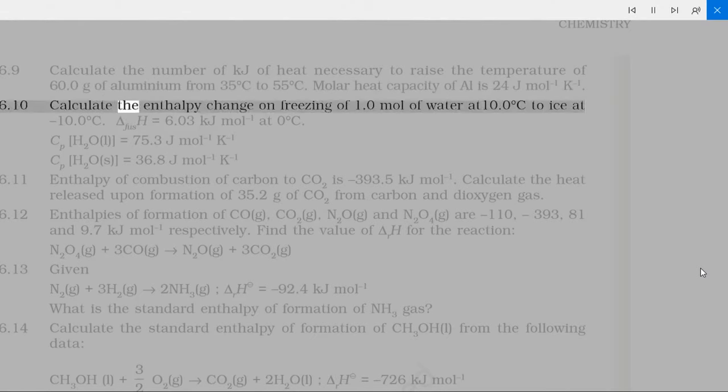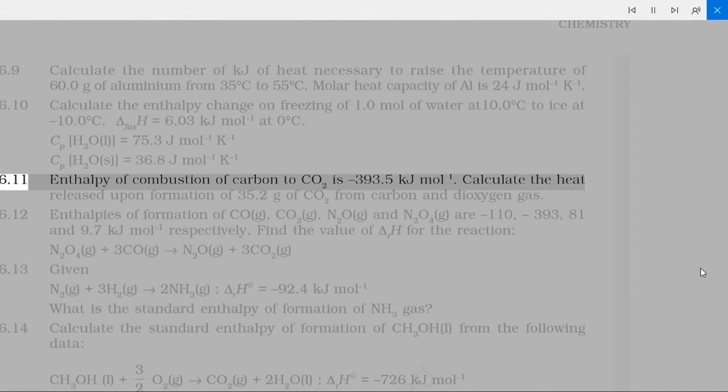6.10 Calculate the enthalpy change on freezing of 1.0 mol of water at 10.0 degrees C to ice at -10.0 degrees C. ΔfusH = 6.03 kJ mol⁻¹ at 0 degrees C. Cp[H2O(l)] = 75.3 J mol⁻¹ K⁻¹, Cp[H2O(s)] = 36.8 J mol⁻¹ K⁻¹.